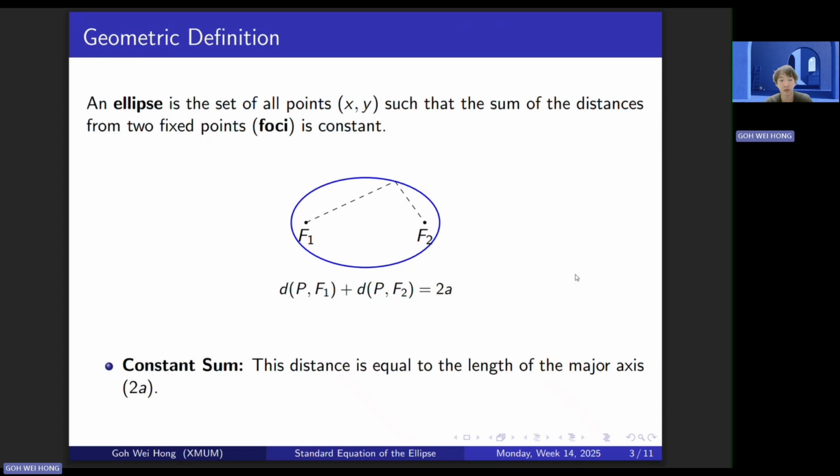Imagine you have a string tied to two pins at F1 and F2. If you pull the string tight with a pencil and draw a loop, you get an ellipse. As you can see in the formula, the distance from F1 to point P plus the distance from F2 to point P is always equal to 2a. This 2a is the length of the long part called the major axis.